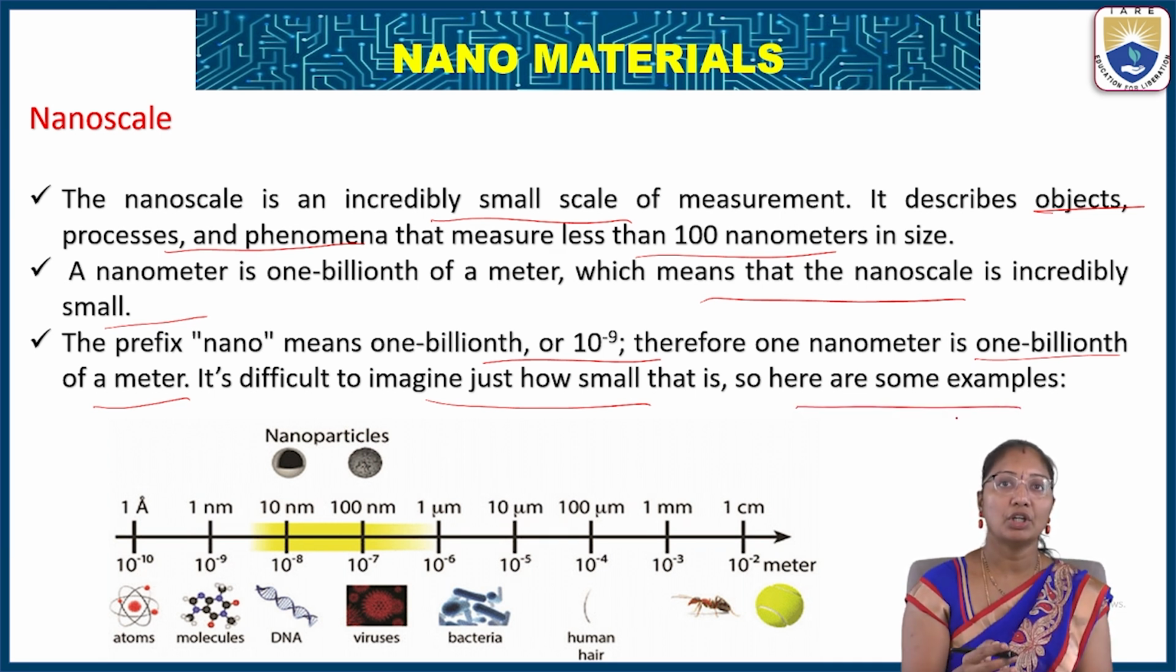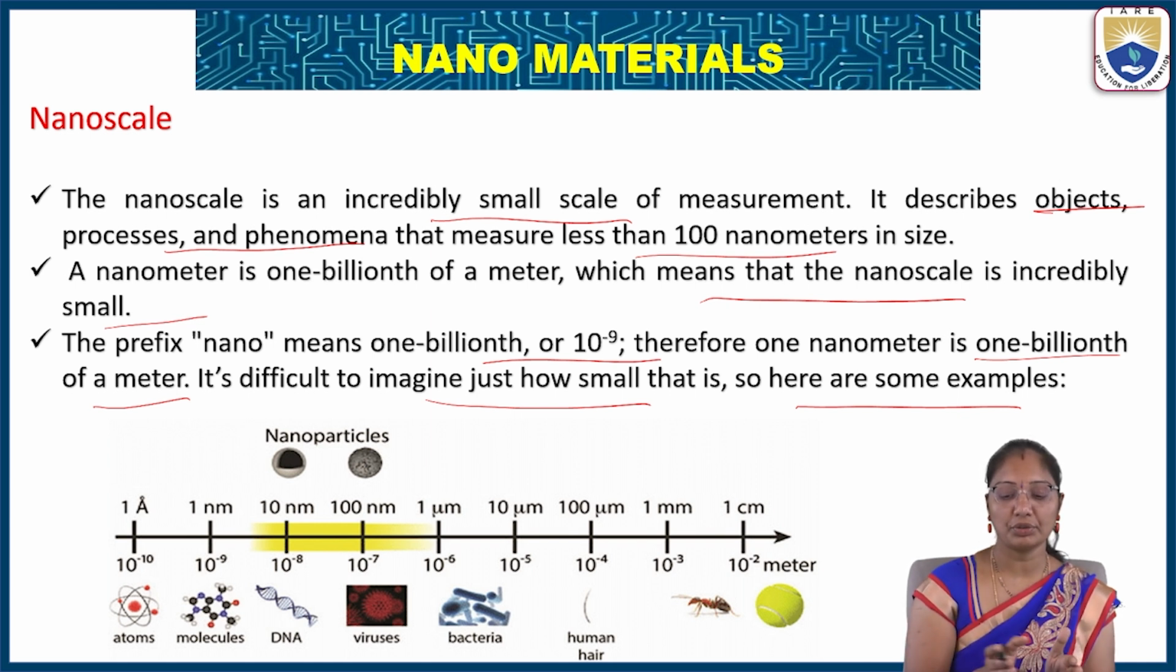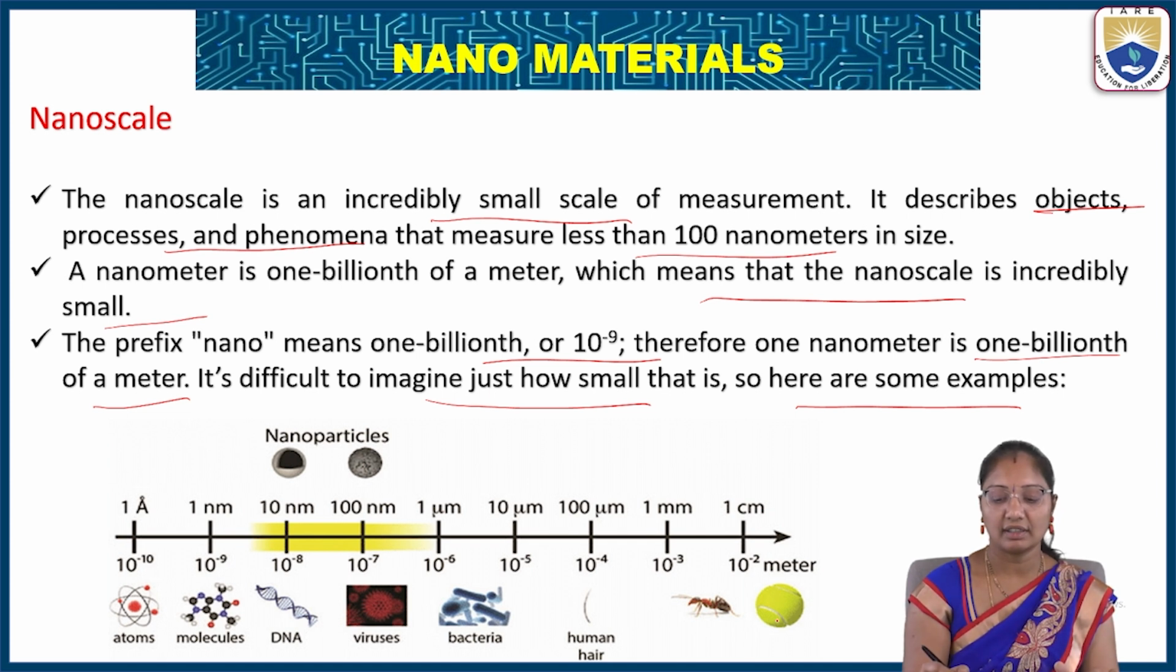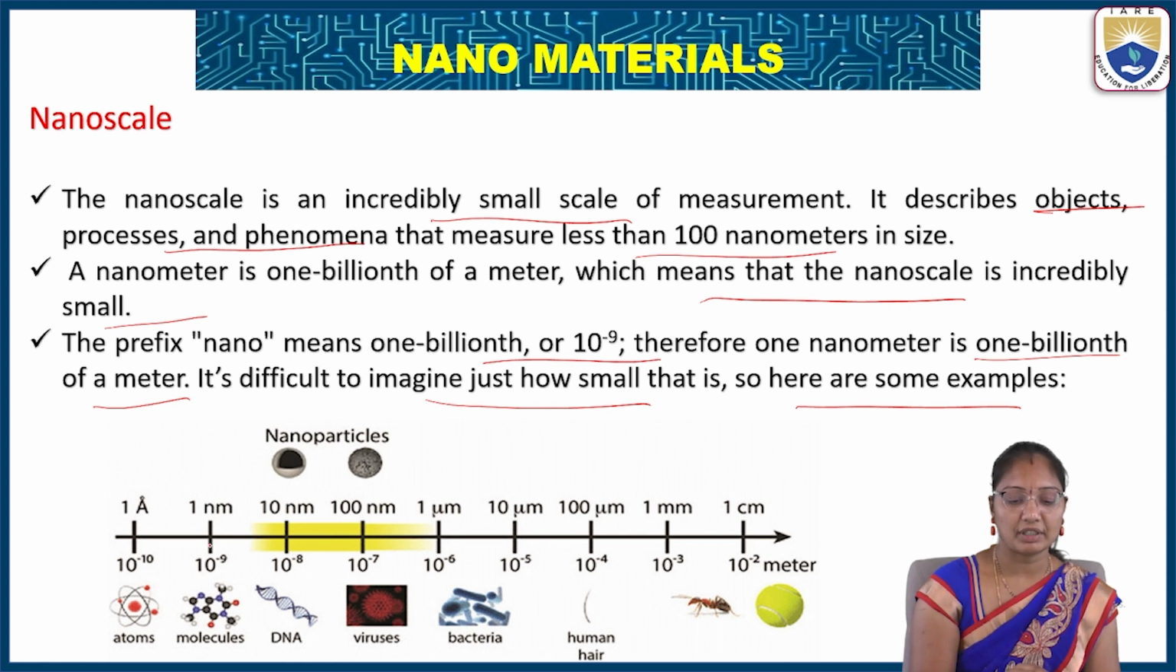Here are some examples, from 1 centimeter down to 1 angstrom. 1 centimeter is like a ball, 10 to the power of minus 2 meter. 100 micrometers is a human hair. 10 micrometers and 1 micrometer are the bacteria and virus range, and then 100 nanometers. So it is 1 to 100 nanometers, mostly 10 to 100 nanometers. This yellow highlight is the nanoparticle range.